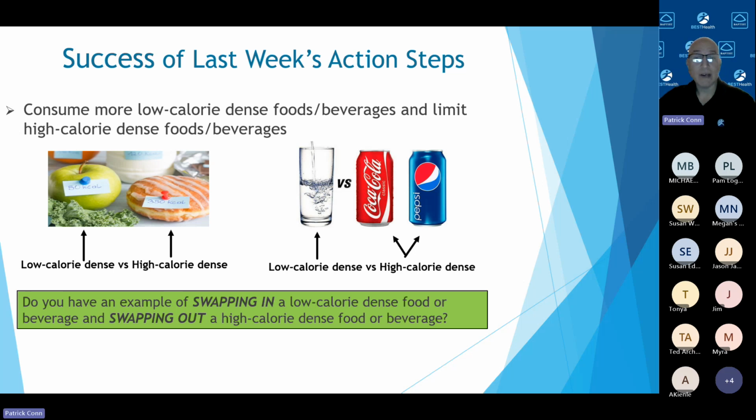Okay, yeah. So Jim, what Jim did, he swapped in cauliflower and swapped out the mashed potatoes. So he did a cauliflower mashed potatoes. And yes, that would definitely be a lower calorie dense option than the mashed potatoes. Anyone else?